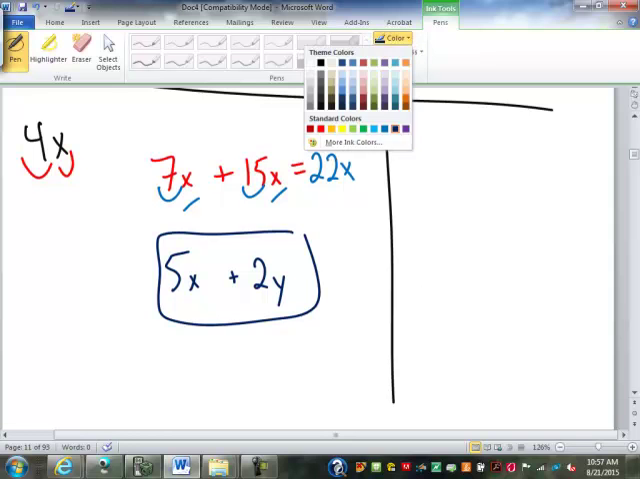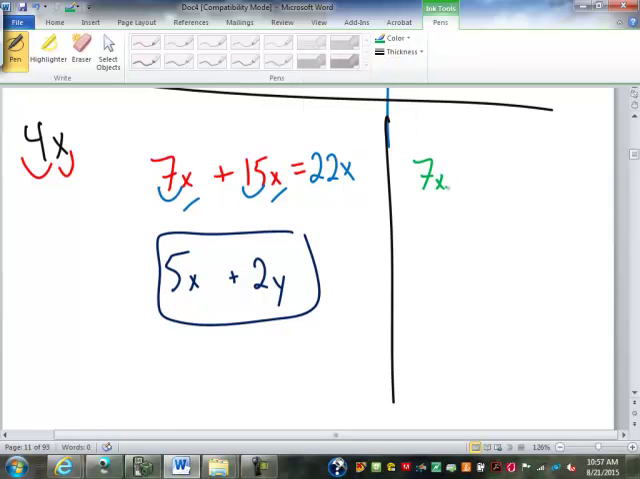On the other side, if I am multiplying 7x times 15x, I'm going to combine the count. 7 times 15 is 105. But I'm also going to combine the names. Just like inches times inches became inches squared, x times x becomes x squared.